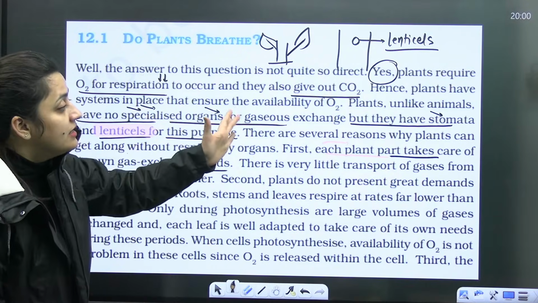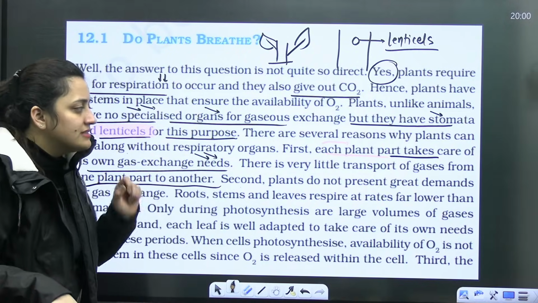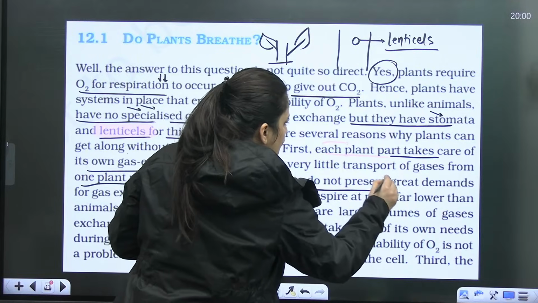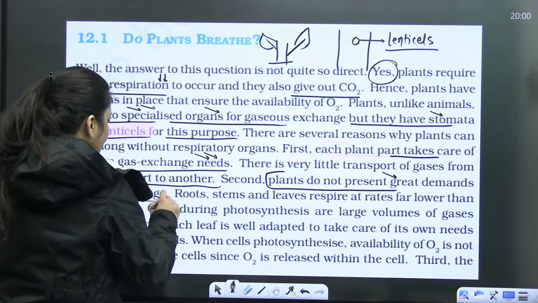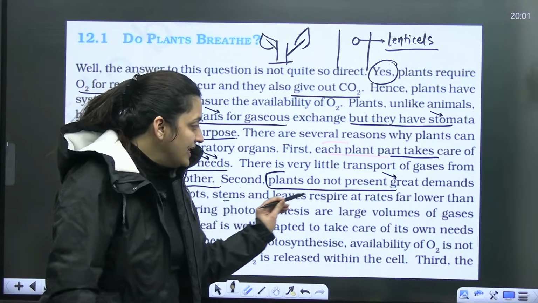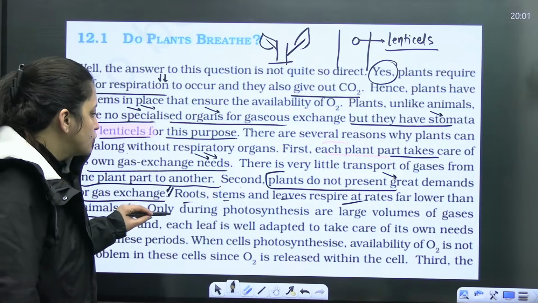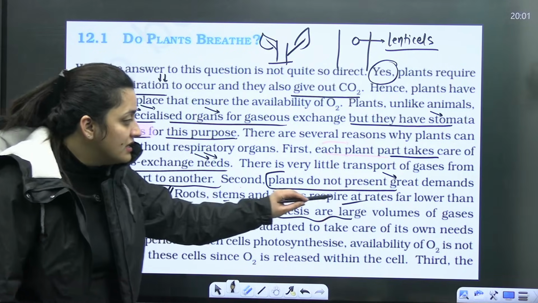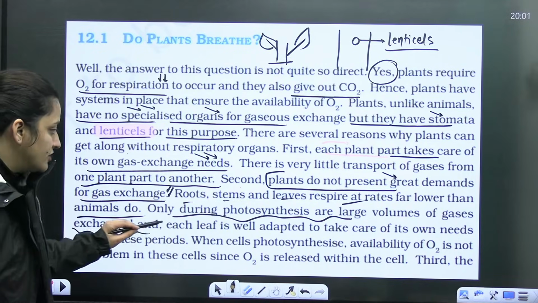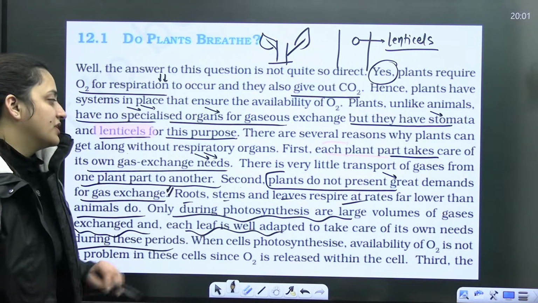So there is very little transport of gas from one part to another. What is the second reason here? Plants do not present great demand for gaseous exchange. I told you why. Roots, stem, leaves respire at rates far lower than animals do. Only during photosynthesis are large volumes of gases exchanged, and each leaf is well adapted to take care of its own needs during this period.